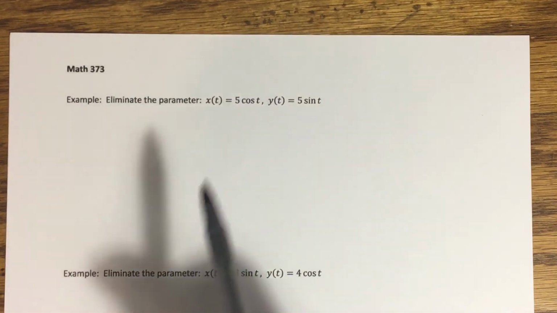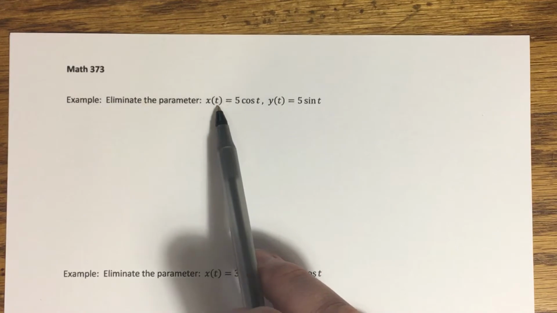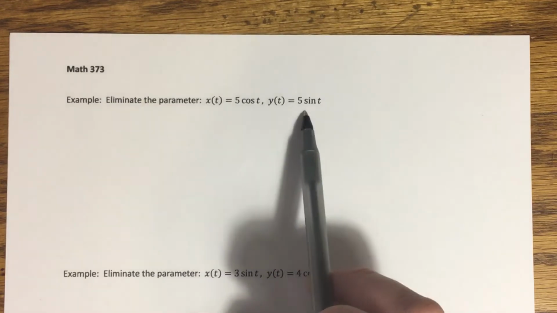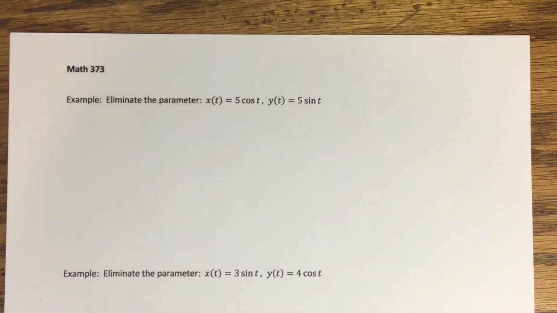So what I want to do is eliminate the parameter where my equations are x of t equals 5 cosine of t and y of t equals 5 sine of t. And then once I've eliminated the parameter, I want to think about what the equation might be, or what the graph of these parametric equations might represent.